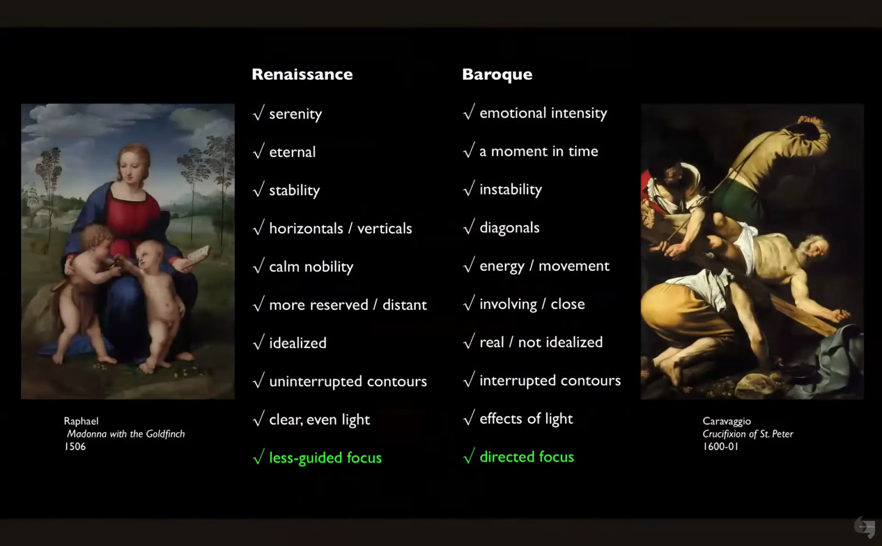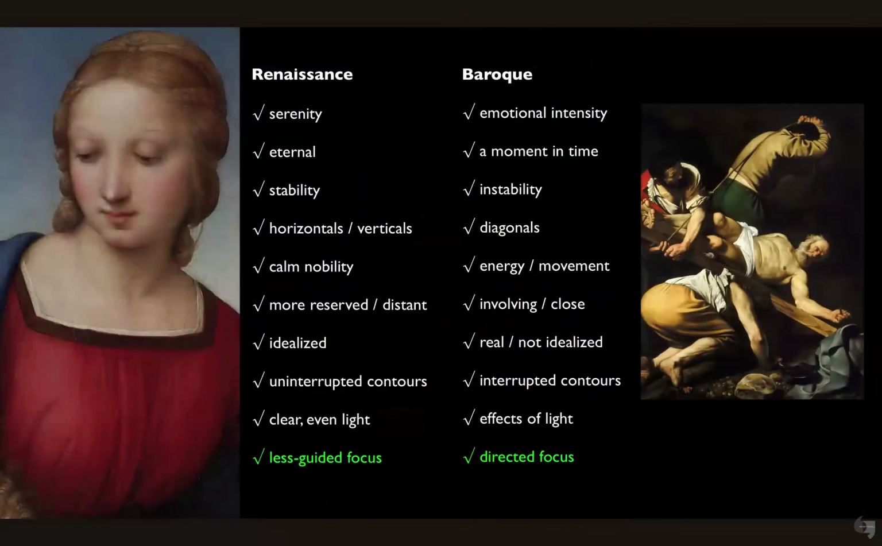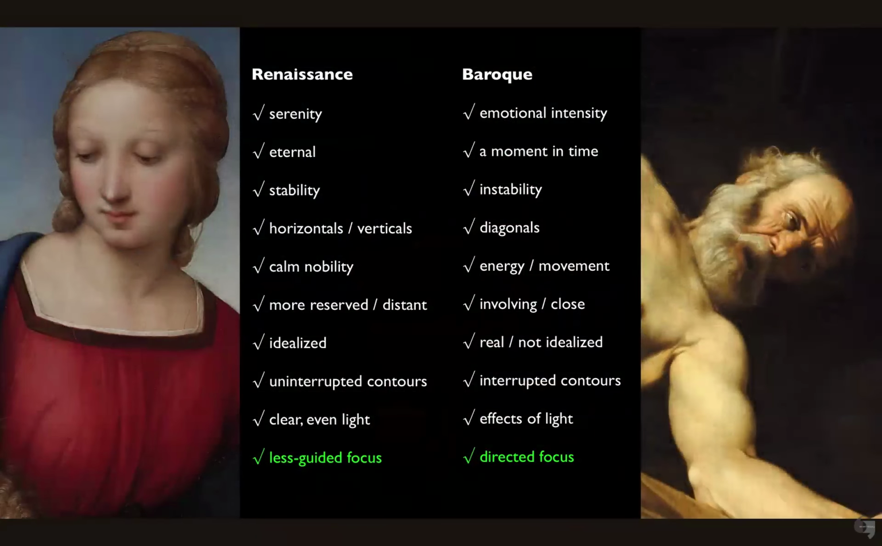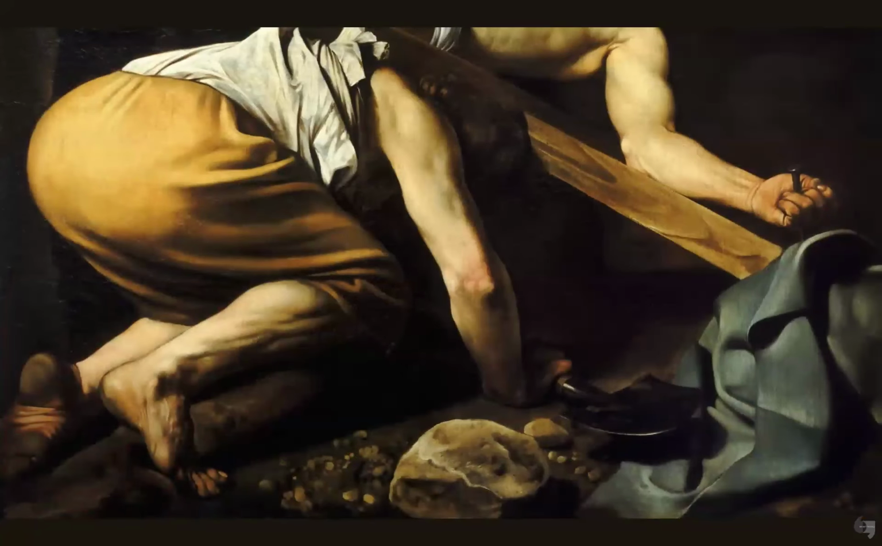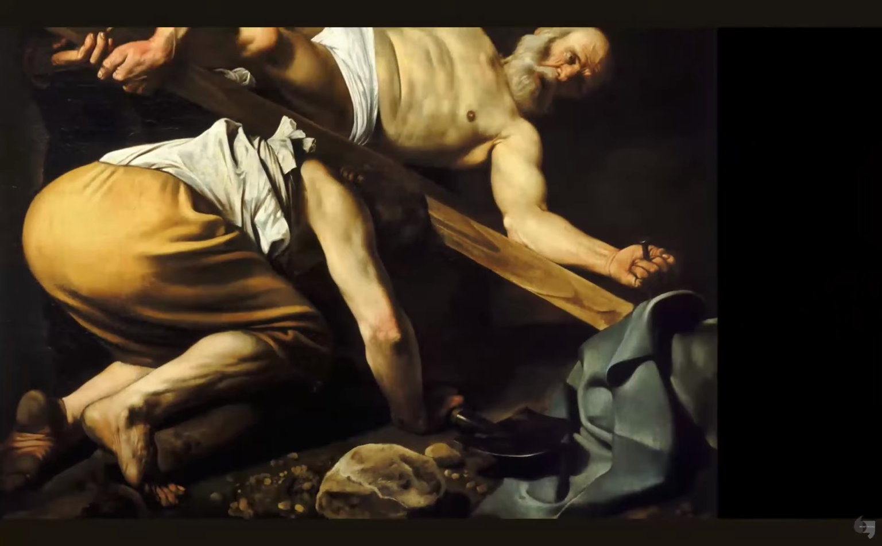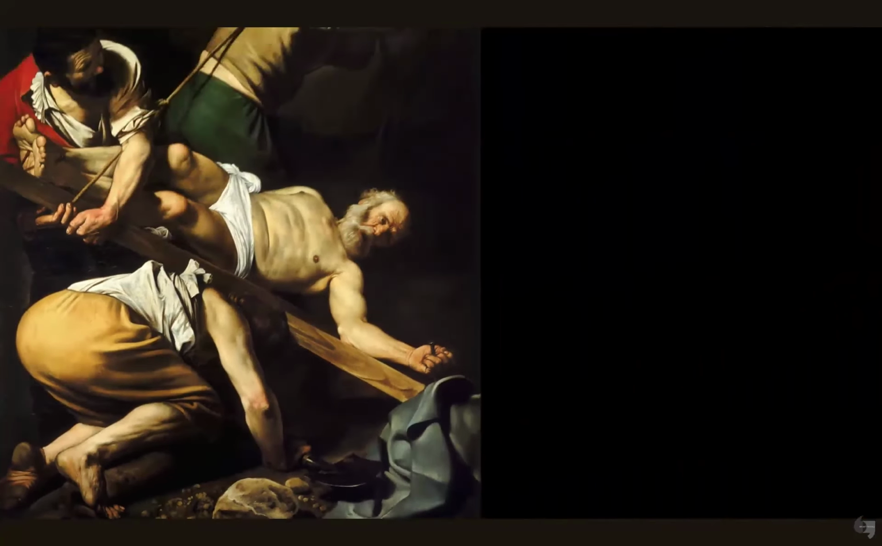Whereas Caravaggio is being much more careful about what we're going to focus on. Look at that beautiful face of the Madonna. She's not a particular person. She is the divine mother of God. But Peter is an actual individual that we're seeing. This is a particular man at a particular point in his life. And there's dirt and clothes that are disheveled. And this is much more of the real world than we ever see in the High Renaissance.